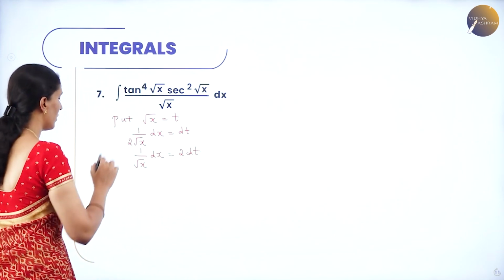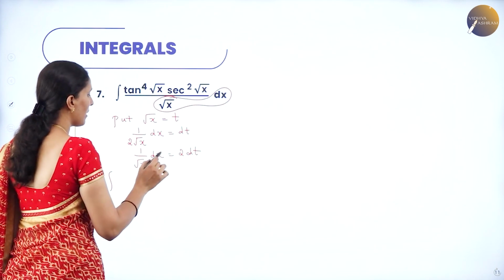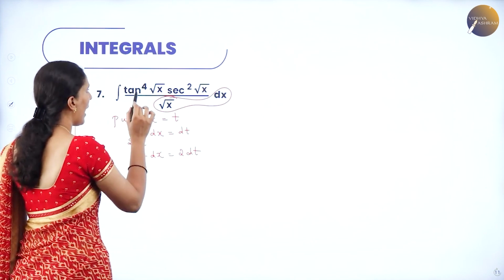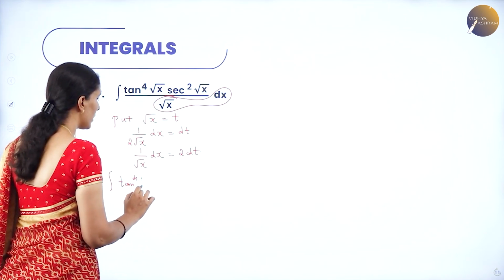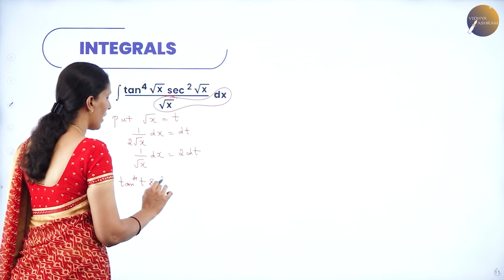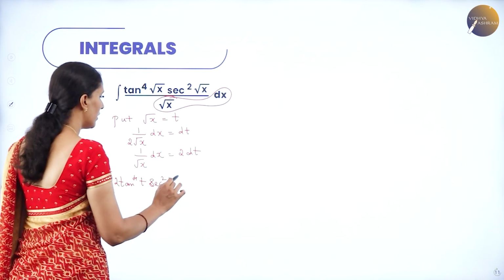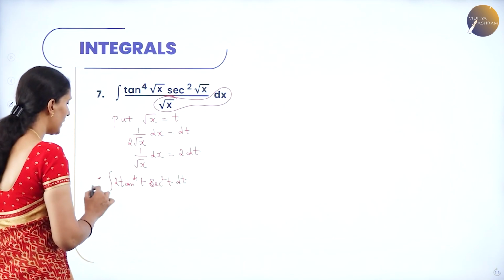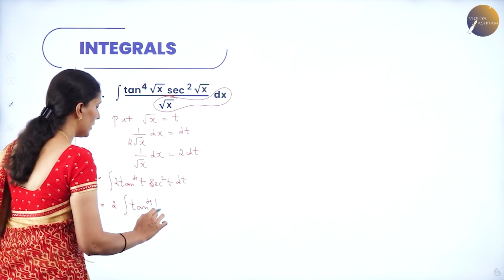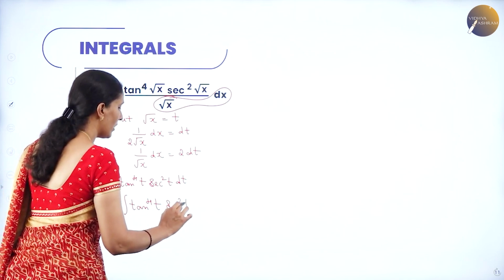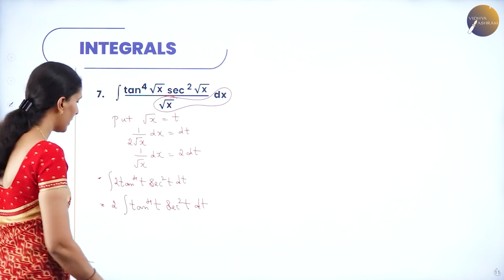Now replace back here. So 1 by root x into dx can be written as 2 into dt. Tan root x becomes tan to the power 4 t secant square t, and here we have 2 dt, so I'll write 2 here, dt here. Let me take 2 outside, then it becomes tan power 4 t secant square t dt.